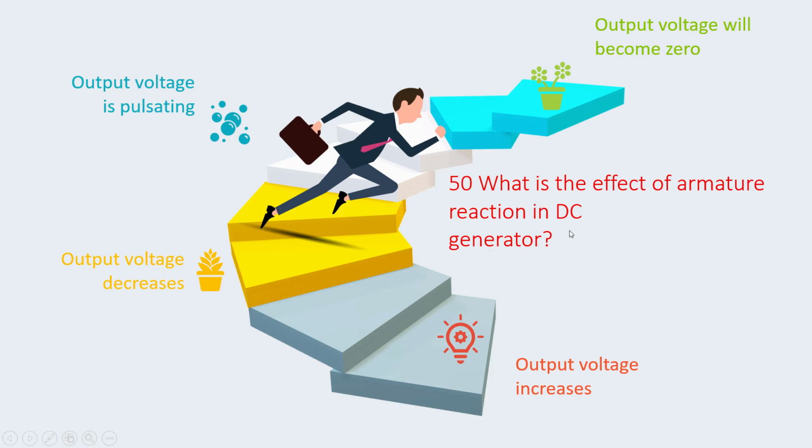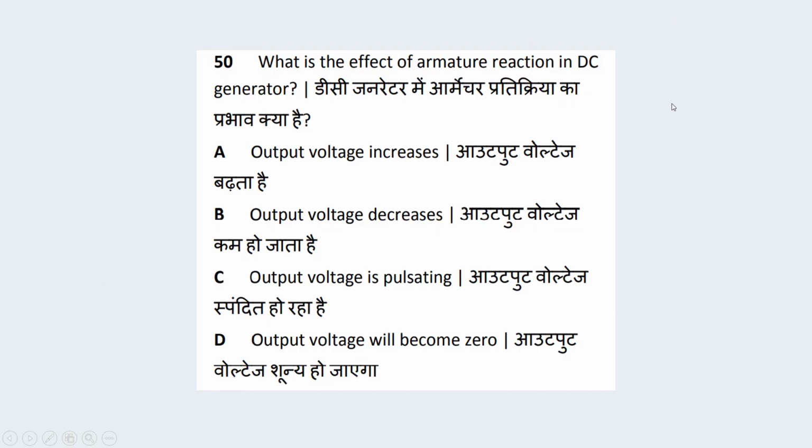What is the effect of armature reaction in a DC generator? Output voltage increases, output voltage decreases, output voltage is pulsating, output voltage will become zero. The answer is output voltage decreases.